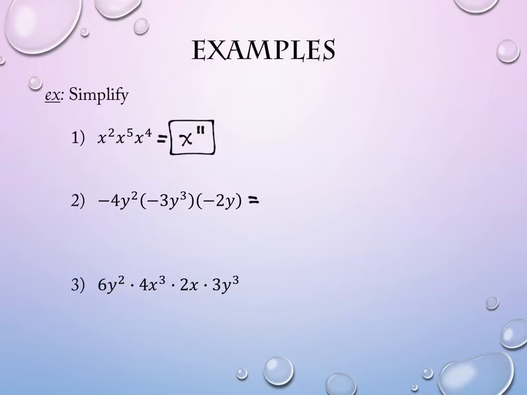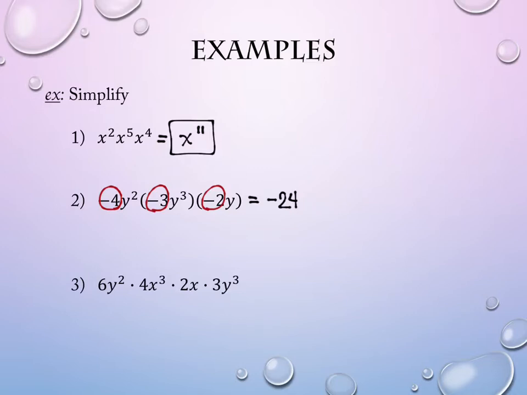Okay, so on the second one, we have coefficients and we have variables. So we can deal with them all separately. I can deal with each of the coefficients, because it's all multiplication. So I can multiply negative 4 times negative 3 times negative 2. What will that give me? Negative 24. Everybody get negative 24? Yeah? Good.